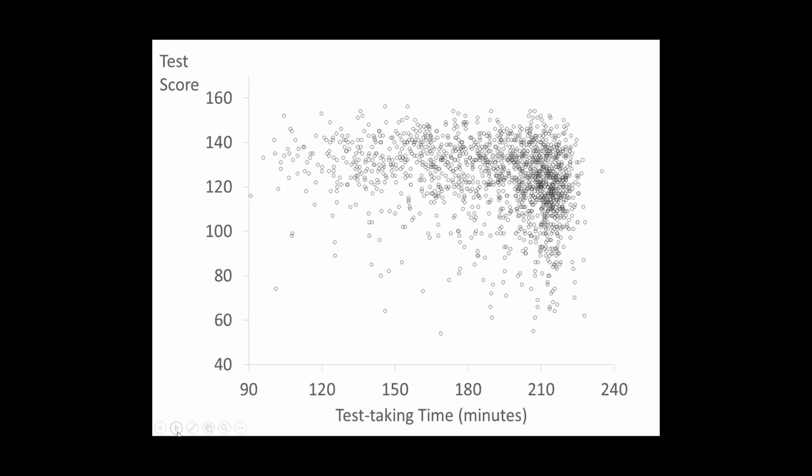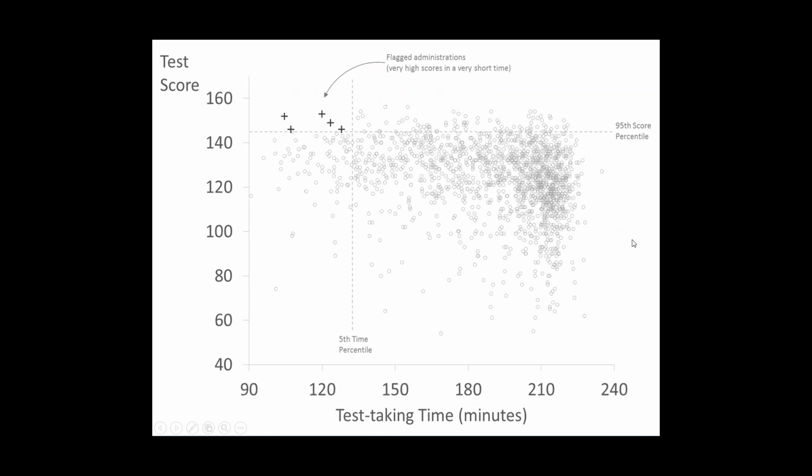So for example, again, here's another example that we talked about, test taking time versus test score, trying to identify potential cheaters by looking at how long people took to take the test and what score they got. Here's the data. This is the raw data here, with nothing emphasized.